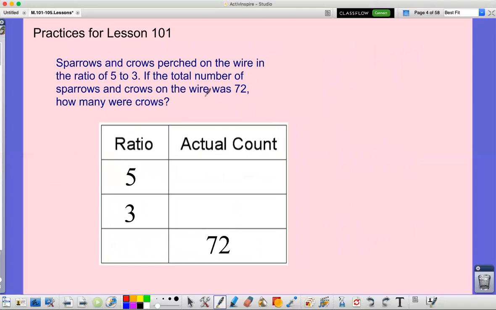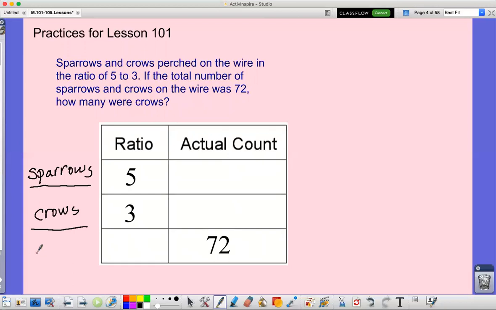All right. Sparrows and crows perched on the wire in the ratio of 5 to 3. If the total number of sparrows and crows on the wire was 72, how many were crows? So what's the label going to be for this value right here? This number 5. What am I going to write in this space? What would this represent? If you wrote sparrows, you're correct. What about this then? In this case, it's going to be crows.